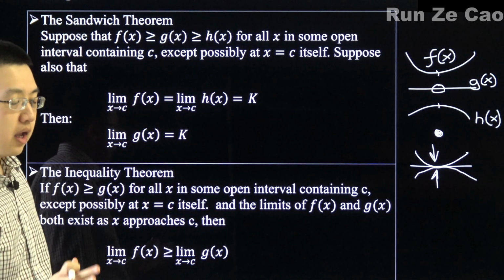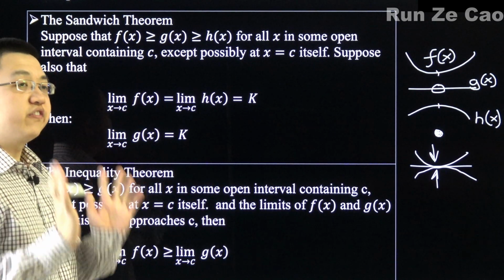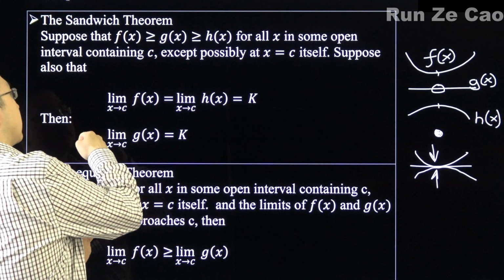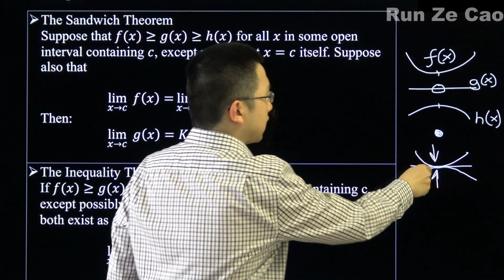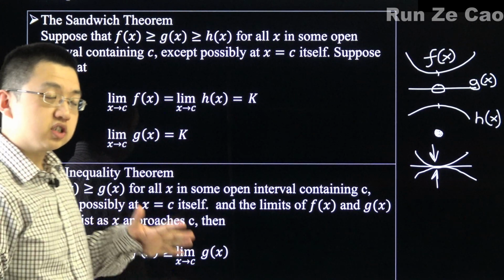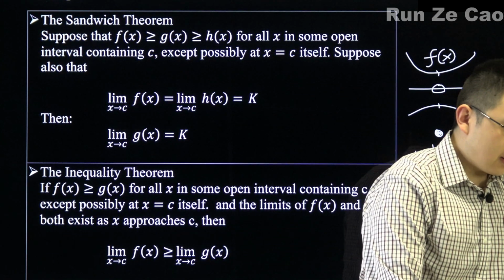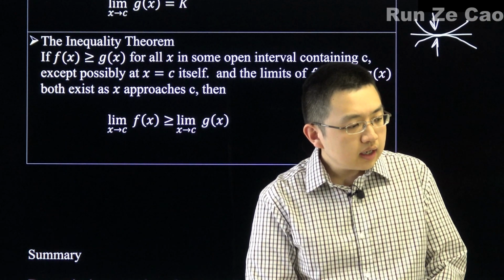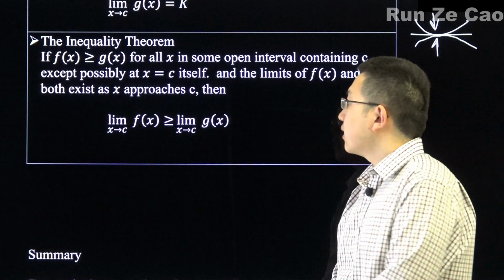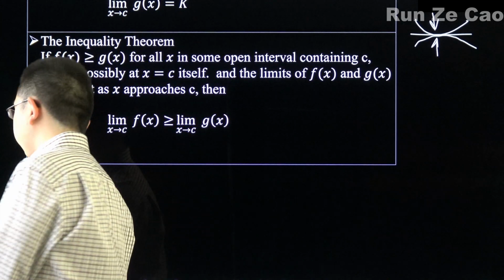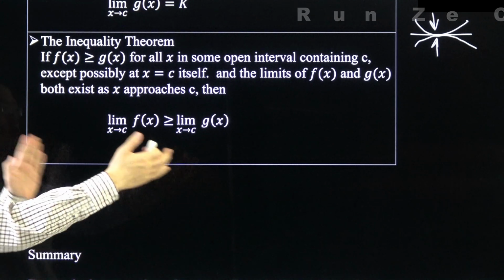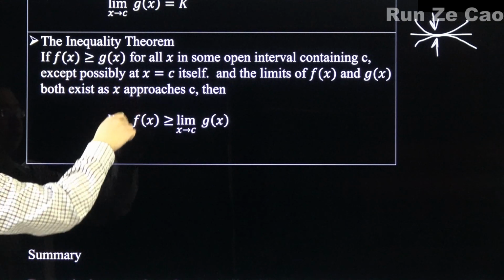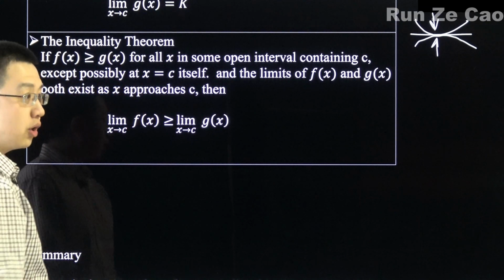Sure, okay, we might have a removable discontinuity. Fine. Does that do anything to the limit? No. Which means that the limit here will have to be equal to the limits of those two, because it got squished in the middle. And that's why it's called the Sandwich Theorem sometimes. Varying sources will differ. Now the Inequality Theorem says that if f of x is larger than or equal to g of x for all x in some open interval containing c, except possibly at x equals c itself, so removable discontinuity insurance, pretty much, in word form.